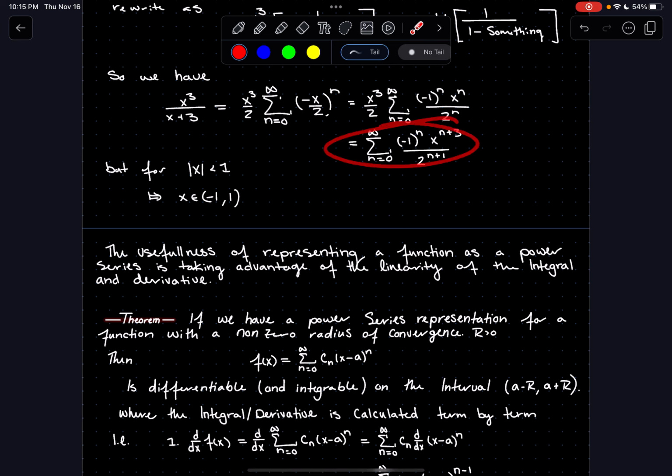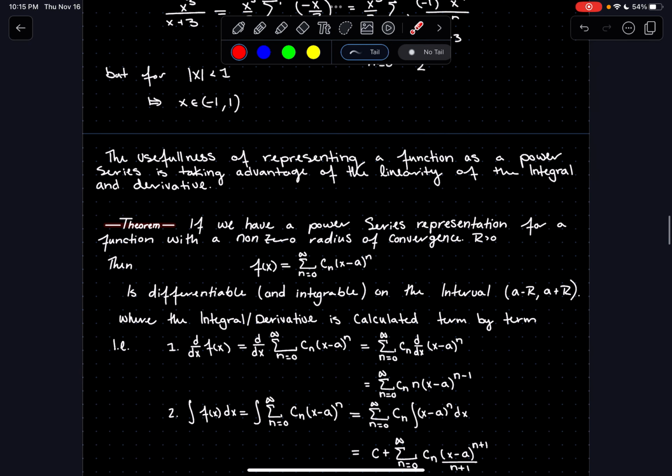Because this looks messier. But anyways, what it becomes useful for is we're going to take advantage of the linearity of the integral and the derivative. What I mean by that is that you can bring that integral inside of your sums. So that's what this theorem says. It says if we have a power series representation for a function with a non-zero radius of convergence, that means that it doesn't only converge when x equals 0.